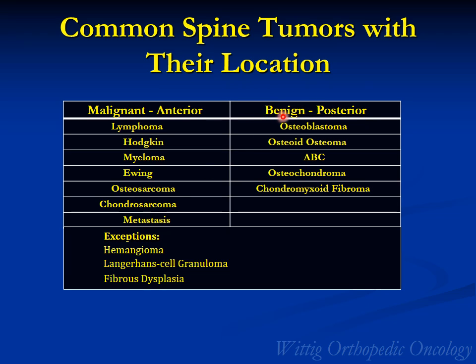These are benign tumors which usually involve the posterior elements of the spine: osteoblastoma, osteoid osteoma, aneurysmal bone cyst, osteochondroma, and chondromyxofibroma. So usually these arise from the posterior elements. And metastases can also involve the posterior elements of the spine, but more commonly affect the anterior elements.